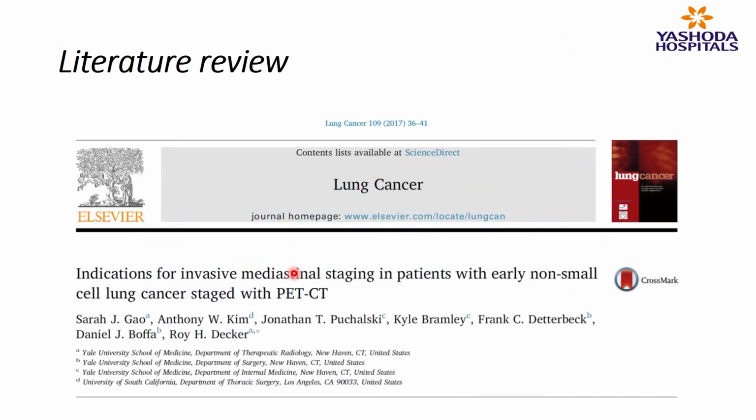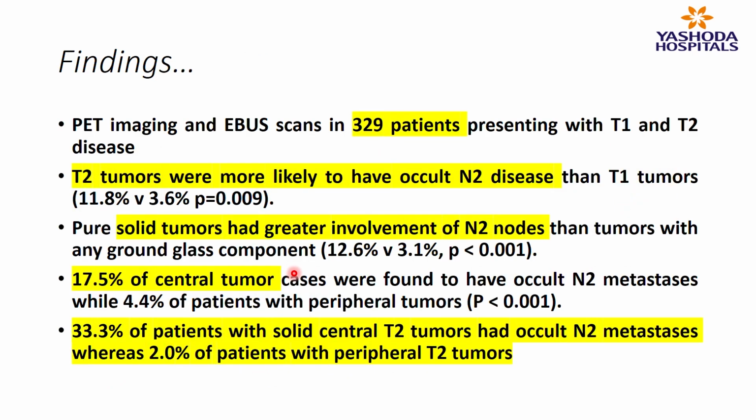I can skip this slide. So coming to a review of literature, there are very few studies which directly compare EBUS TBNA with the FDG PET findings. This is one of the largest studies, where they compared patients having T1 and T2 lesions, and they did EBUS and TBNA sampling of the node, and those results were compared with the PET positive results.